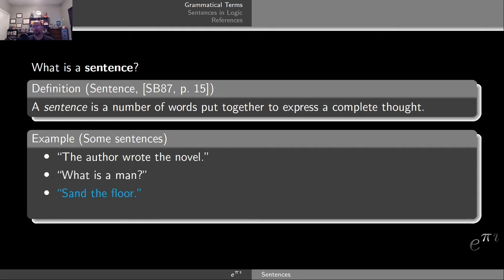Sand the floor. Well, there's a floor, it needs some maintenance, and someone's going to sand it, and the way this implication is going seems that the person who's listening is going to be the person who's going to be doing the sanding. This is much more of a command, basically giving an order to someone.